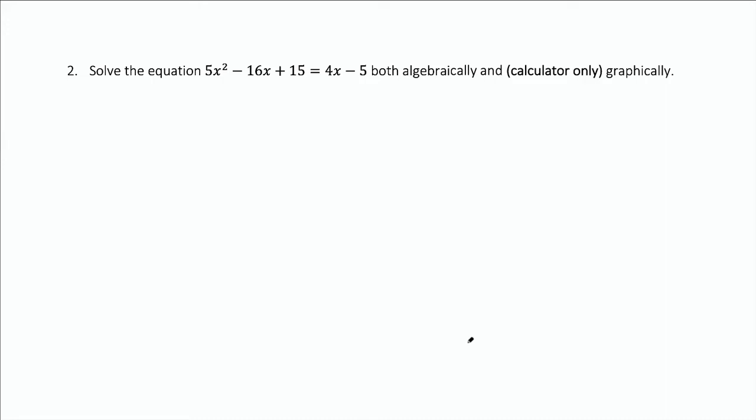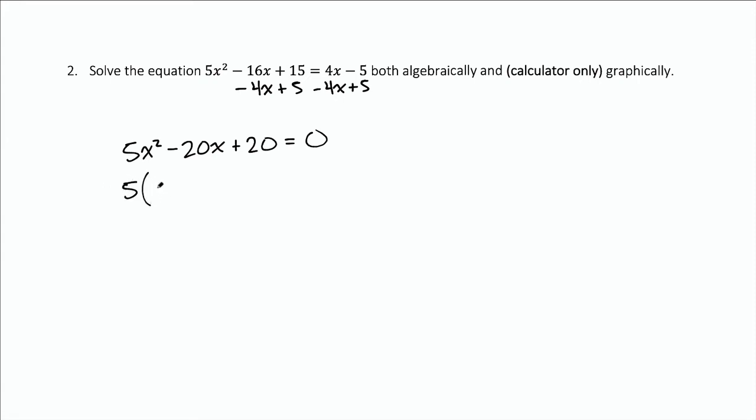To solve this equation algebraically, we need to move everything to one side of the equation. So if we subtract 4x from both sides, we have our 5x squared, then minus 20x, and then plus 15, but we can also move the 5 over. So we add 5 to both sides, and that'll give us a plus 20 there, and then it's equal to 0. So now that we have a 0 on this side, we can go ahead and factor.